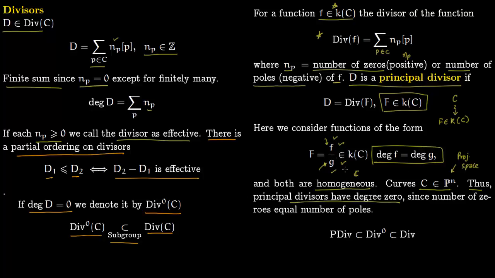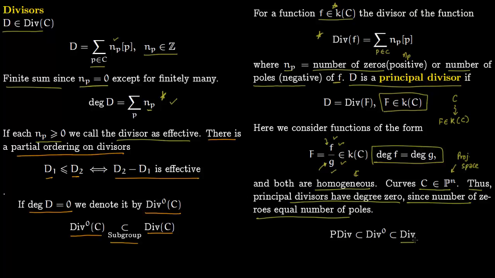So you have the same number of poles and the same number of zeros. Then you subtract the number of poles from the number of zeros, because you have to add the coefficients up right here. So you will get 0. So if you have principal divisors, your degree is 0. So now you have this relationship.